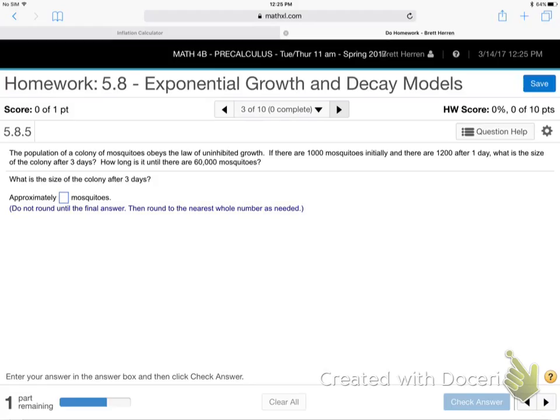Right, so a colony of mosquitoes obeys the law of uninhibited growth. What do they mean when they say that? They mean PERT, exponential growth. You know how they talk about populations growing exponentially, and that's true. Animal populations will grow exponentially if they're uninhibited. What does that mean? They have all the food they need, all the space they need to spread out, not fight each other for space, and no predators. If you do all those things, they will grow exponentially.